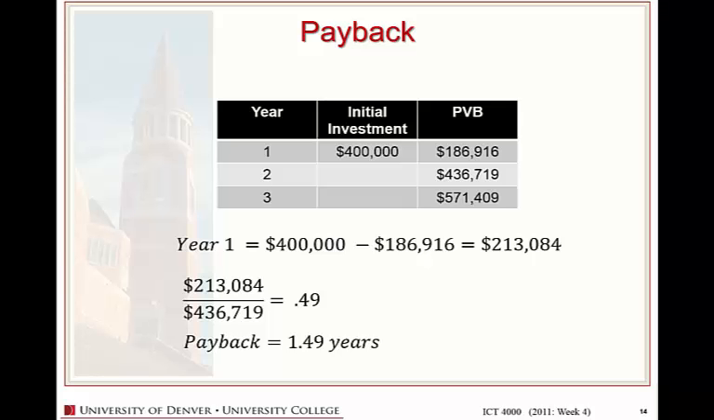There's an assumption here as well, and the assumption I made is that in year 2, that present value of the benefit, that $436,719, is earned uniformly over year 2. That might not be the case either. And again, with the magic of spreadsheets in Excel, you can actually come up with a much easier way to calculate a more precise payback.